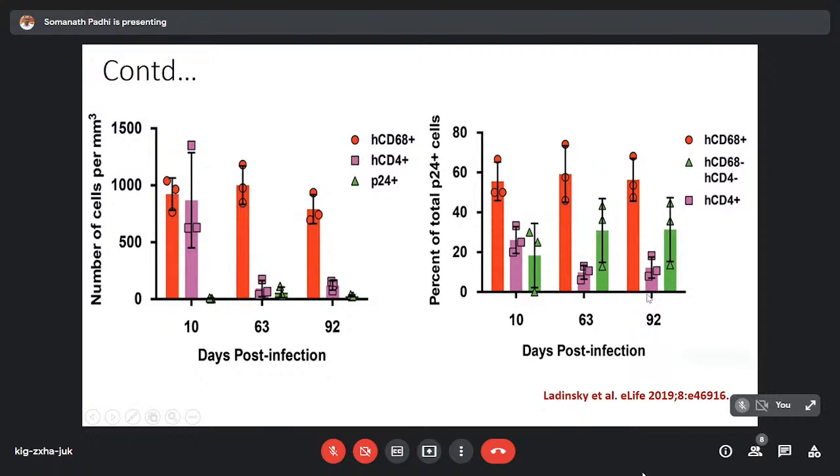And as you can see in the next diagram, the virus subsequently starts proliferating, and there is an increased number of viral positive cells, which is highlighted in green. There is a depletion of CD4 positive T cells, and the three taller red bars highlight the increased number of CD68 positive macrophages.